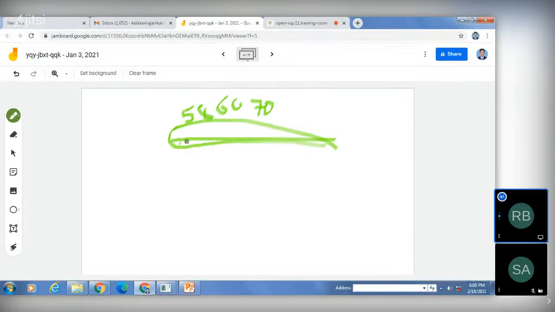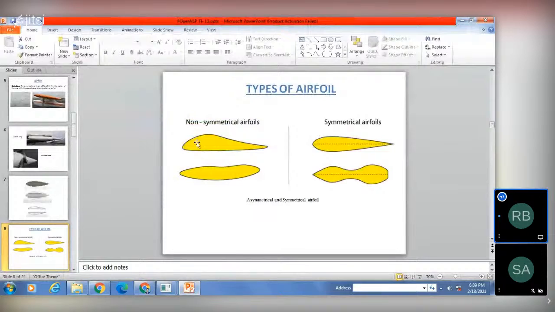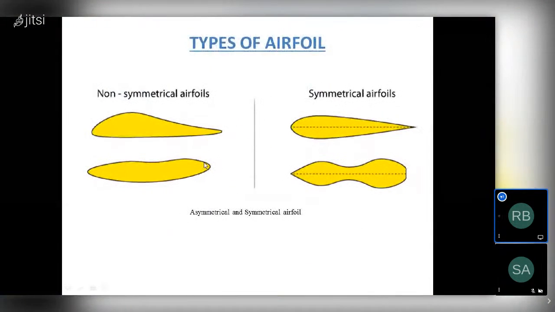But similarly, if we take this part, the lower surface, then that will be just 30% or 40%, which means that will come under the unsymmetrical case. So in this unsymmetrical or asymmetrical case, the aerofoil will look like this.